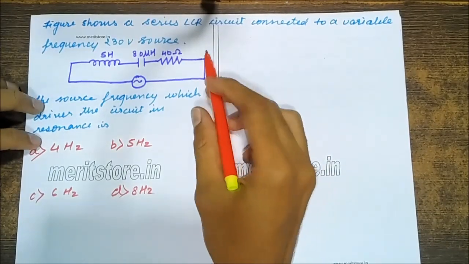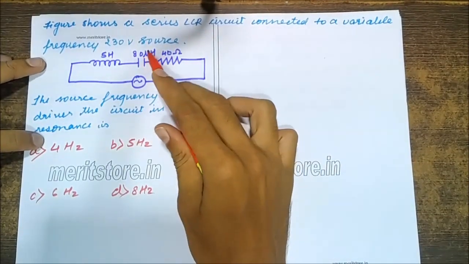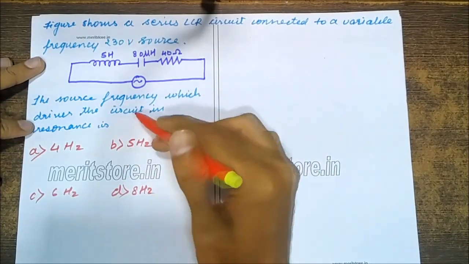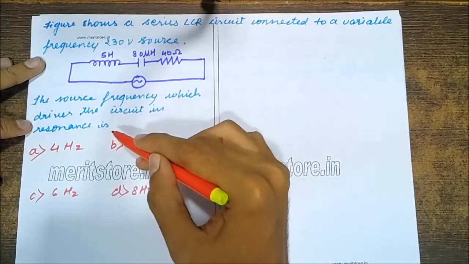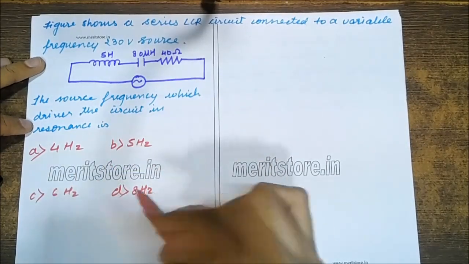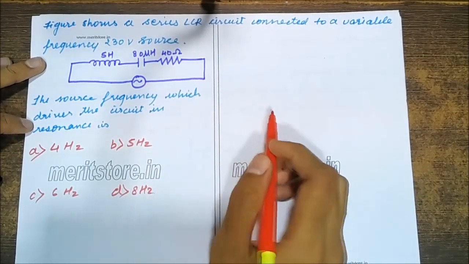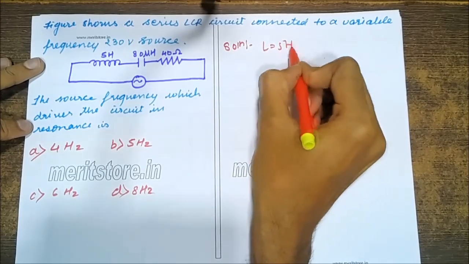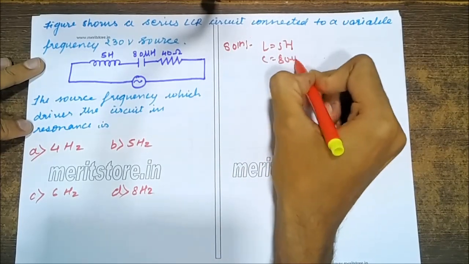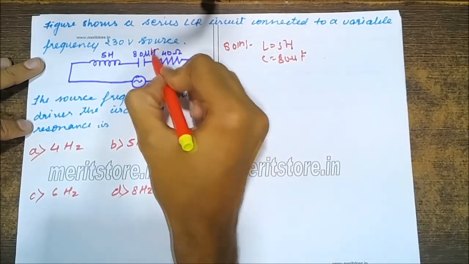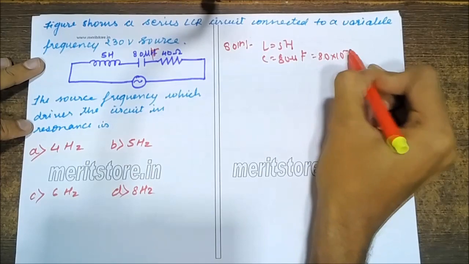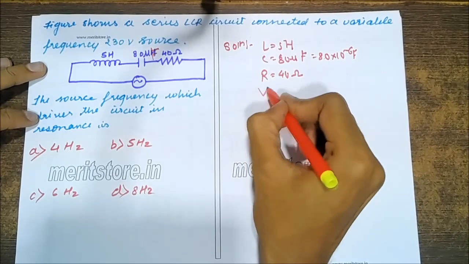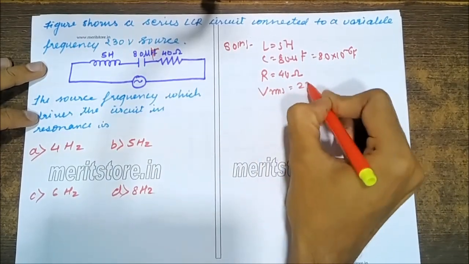The figure shows a series LCR circuit connected to a variable frequency 230 volts source. If the source frequency which drives the circuit in resonance is: 4 hertz, 5 hertz, 6 hertz, or 8 hertz. So when the circuit is in resonance, we need to find this source frequency. Things given to us are L equals 5 henry, capacitance 80 microfarad, that is 80 into 10 raised to minus 6 farad, resistance 40 ohms, and VRMS is 230 volts.